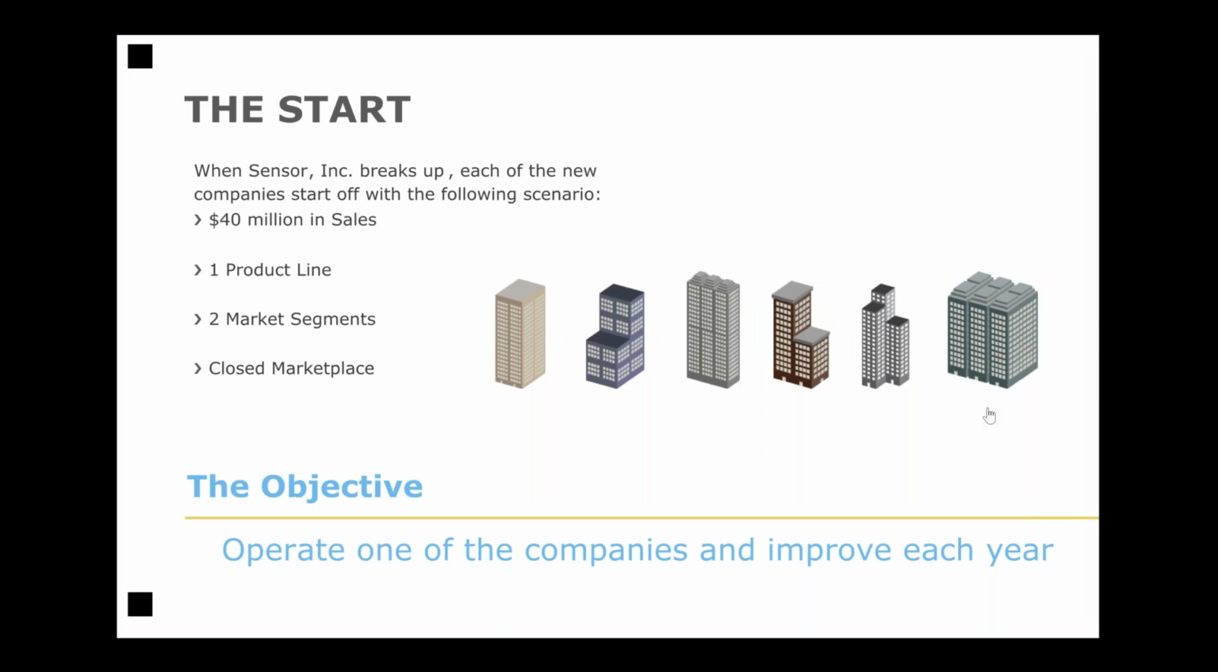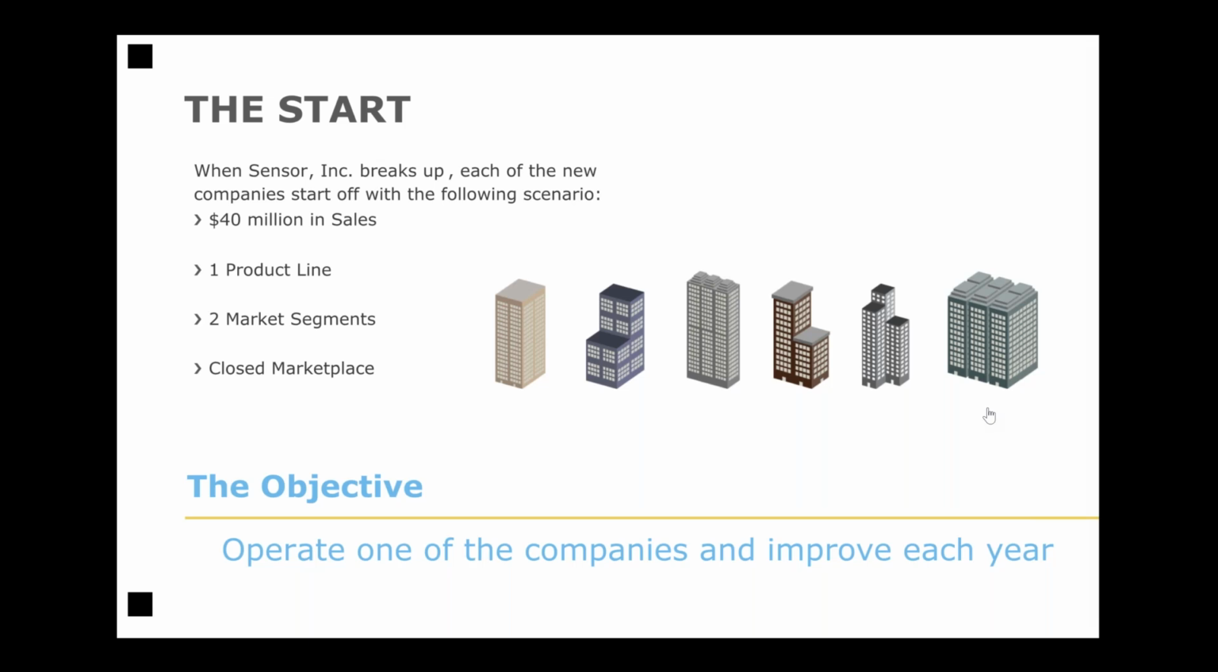In it, students run a company in a closed marketplace against a number of different companies. Professors can decide if students will compete against four other companies or anywhere up to 10. It's the student's goal to run one of these companies and improve in key measures each year. It's their goal to grow sustainably.